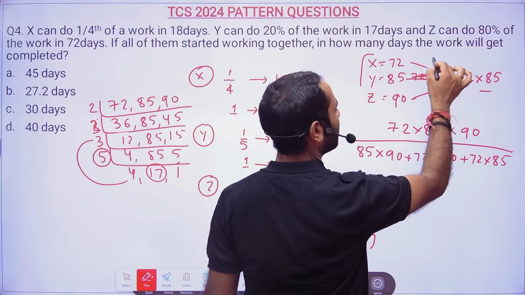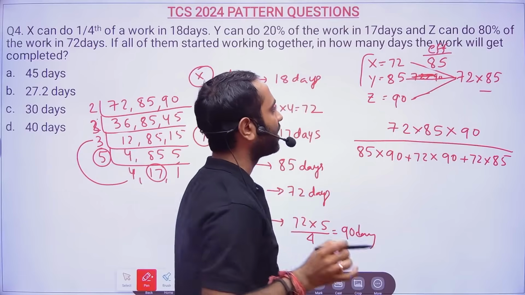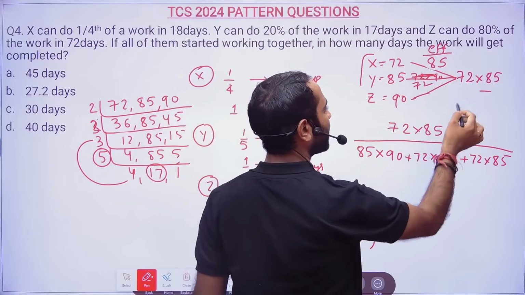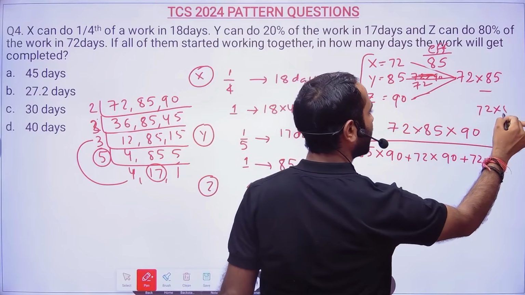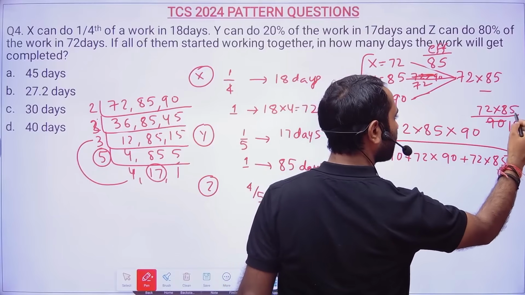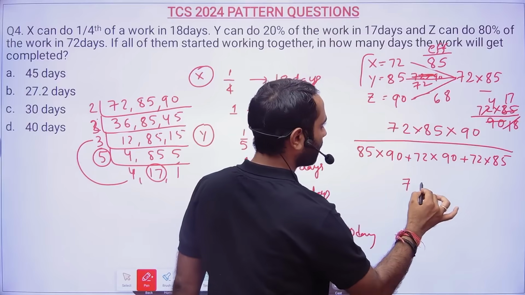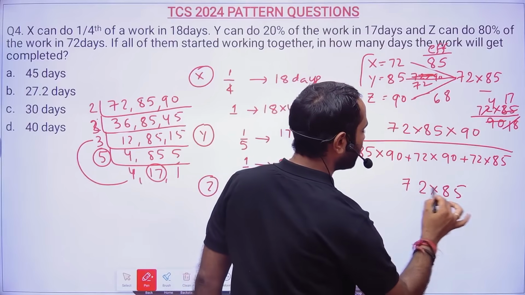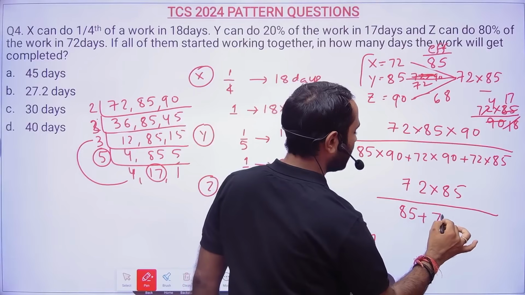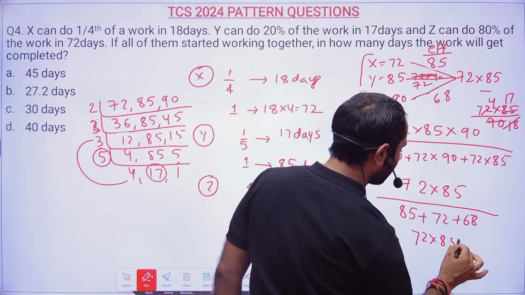Now if we divide, it will be 85 times. So this is my efficiency. That means X can do 85 work in a day. If we divide, Y can do 72 work in a day. And Z, if we divide 72 into 85 by 90, then what will happen? So 18 times and 17 times, it is 68. Now the total work is 72 into 85. Who is going to do it? This is going to be done by X, Y, and Z together, right? So 72 into 85. Now you use the calculator, it will be easy.